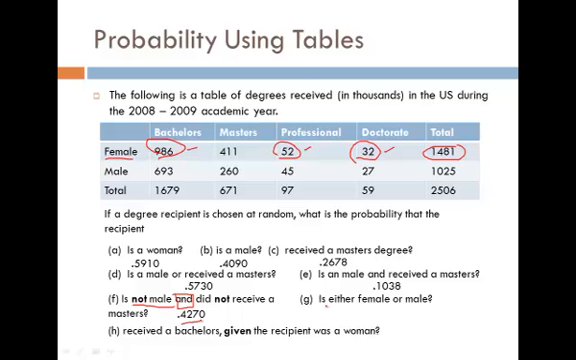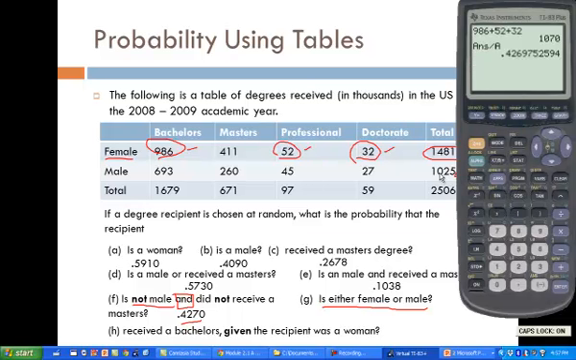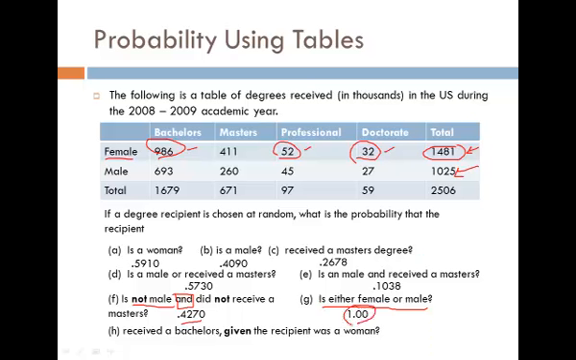Okay. Is either female or male? Well, according to the table, all of them are either female or male. If we're going to do it mathematically, you would simply do 1481 plus 1025 divided by 2506. But if you think about it logically, of course, the answer is 1. In other words, 100% of all of the applicants are either female or male.